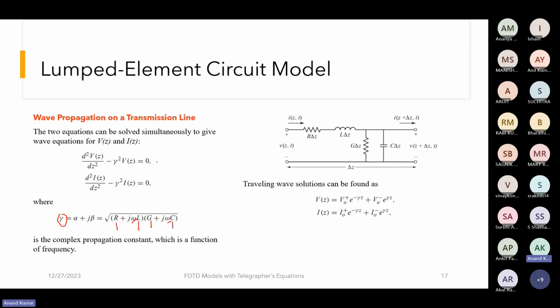Now the solution for these wave equations are given over here. Ankit, I still see your hand, and if you have a question, you can write it in chat.